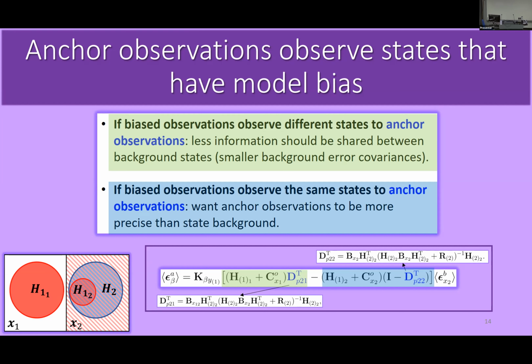In the second case, where the biased observations are observing the same states as the anchor observations, then we want the anchor observations to be more precise than the state backgrounds that they observe. So that comes from this D term. And so we want this to go to the identity. So this is a bit like a ratio, so we can think of it that if this R2, if all of the diagonals went to zero, then this would be similar to it going to the identity.